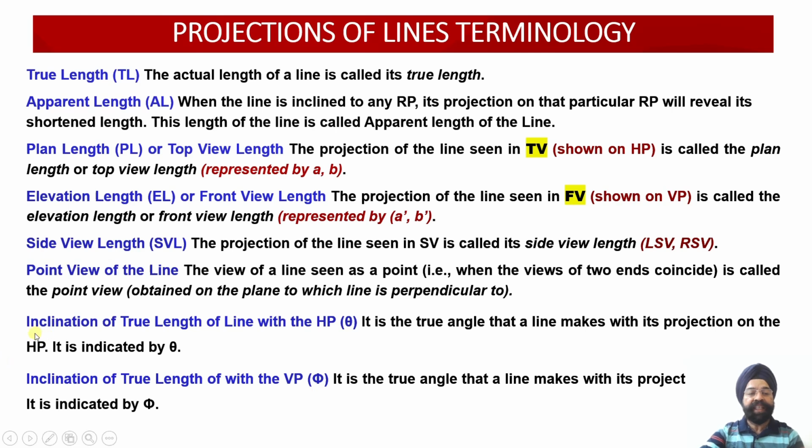Then the next is the inclination of true length of the line with respect to horizontal plane. It is called theta. Whenever the true length of the line is inclined with respect to horizontal plane at any given angle, that angle is given the name theta. Similarly, the inclination of true length of the line with the vertical plane is called phi. Whenever we say that a line is inclined to VP at an angle of 30 degree or 45 degree, this angle we are going to designate as phi.